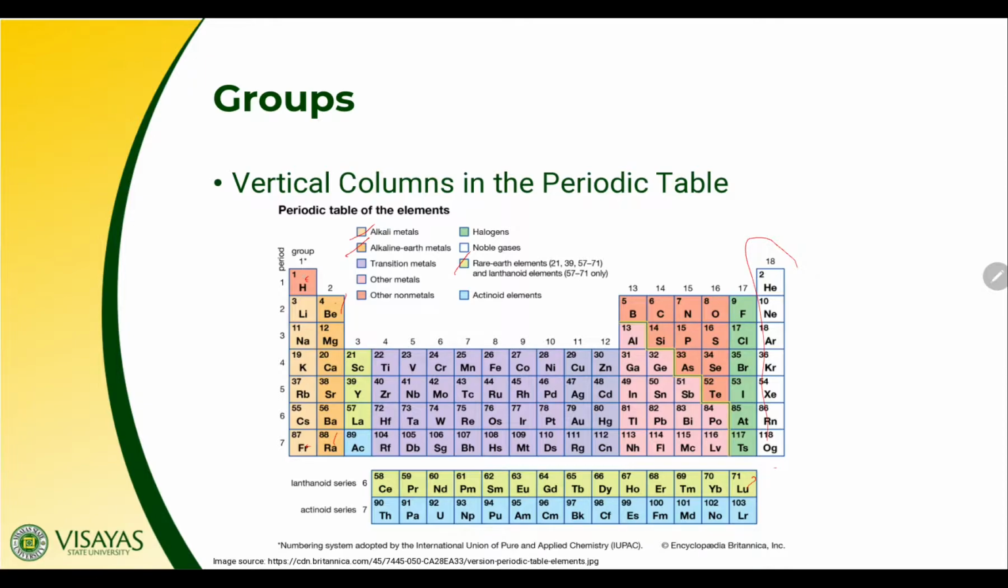For example, in group 1, except for hydrogen, lithium to francium are called the alkali metals. Beryllium to radium, the second group, are called the alkaline earth metals. For group 3, we have rare earth elements and the lanthanoid and the actinoid elements. For groups 4 to 12, these are called the transition metals. For groups 13 to 16, we have some metals and we also have non-metals. For group 17, we have the halogens, and for group 18, we have the noble gases.